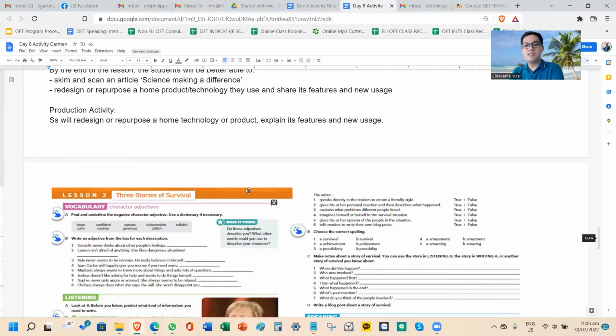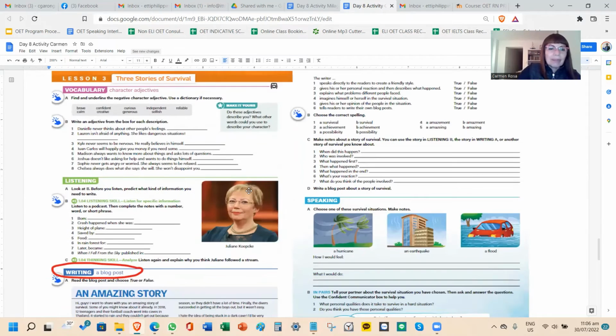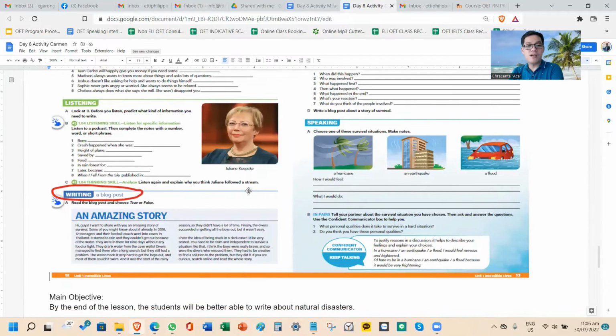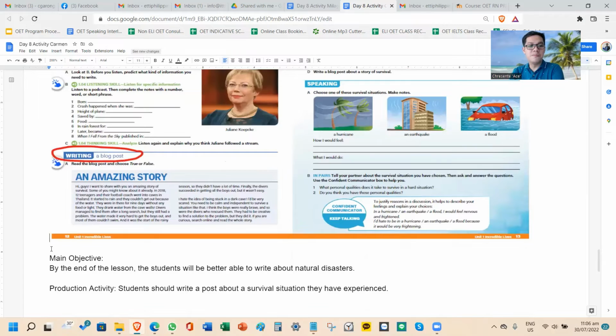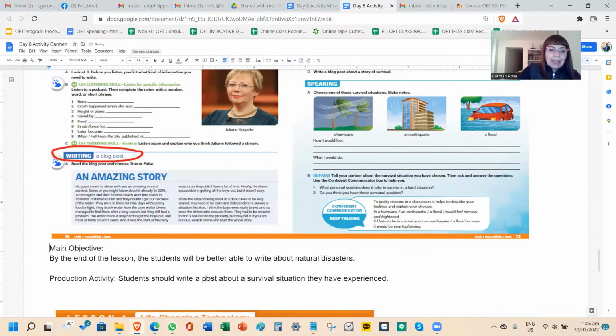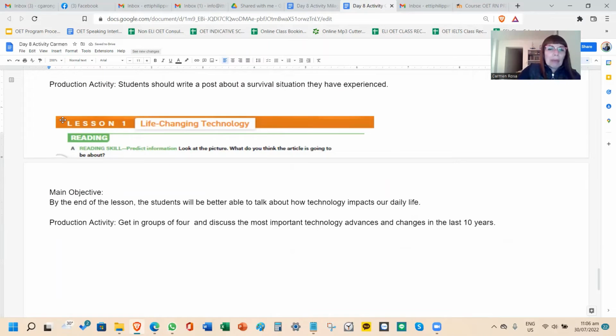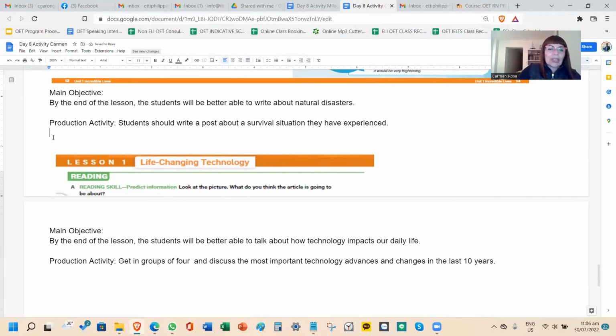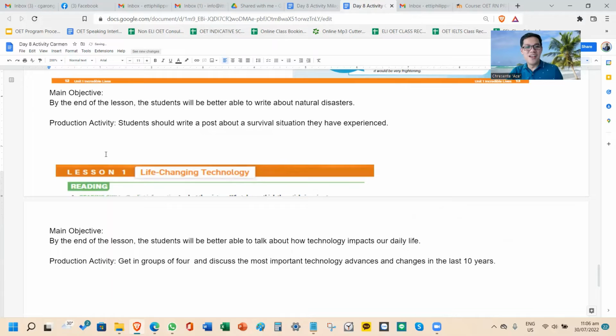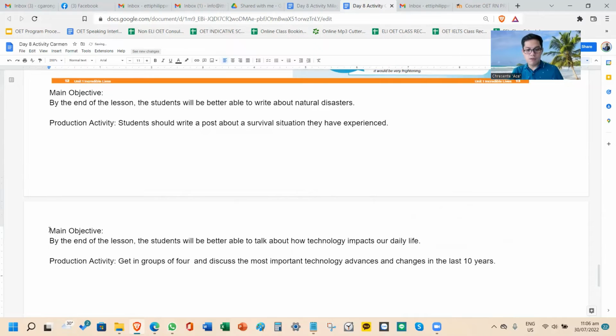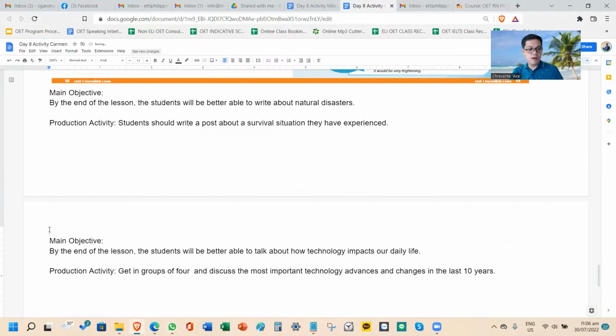So that's part of our system. Why are you scared? Three stories of survival. Are you scared? Don't laugh about my objectives. What happened here? Are you scared to be observed?